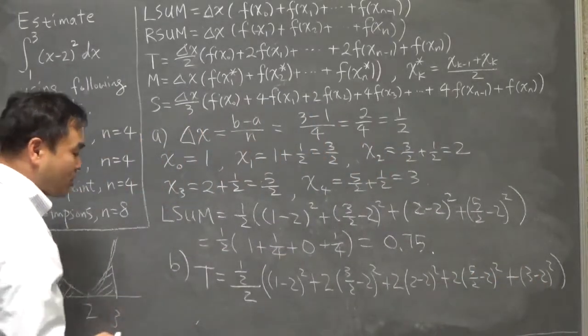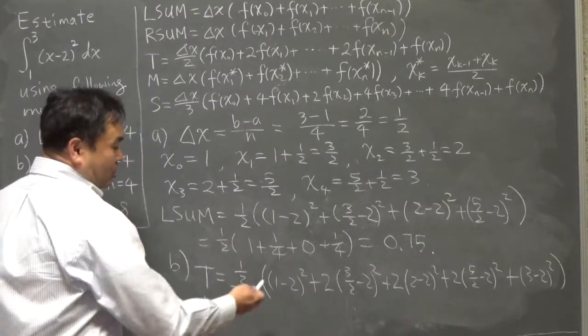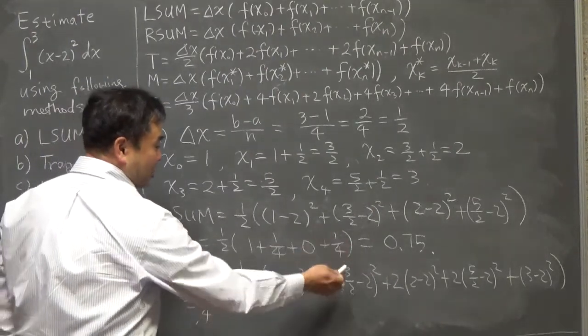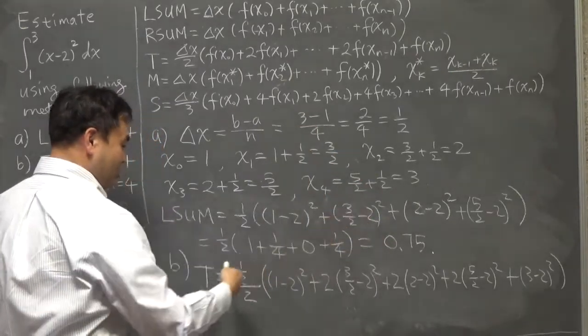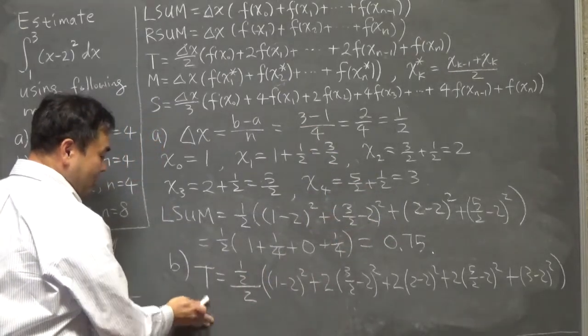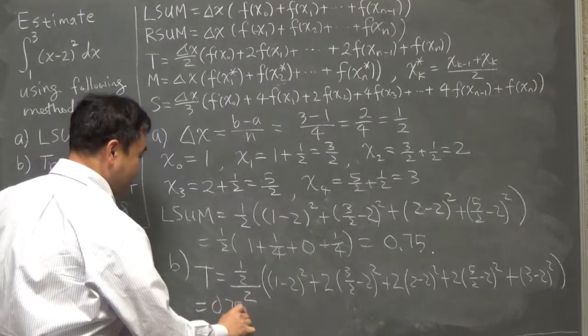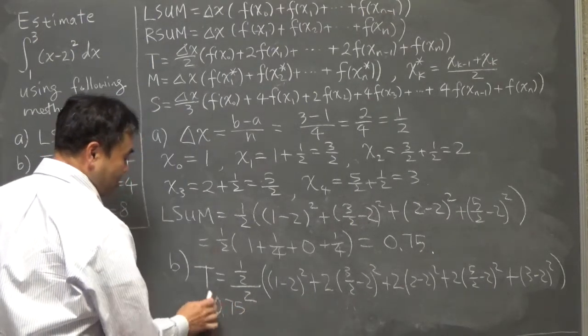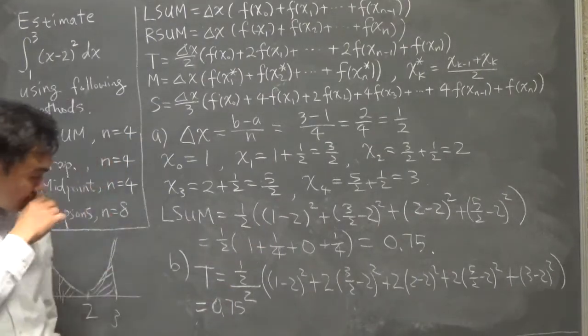So that's what you have to calculate, which is 1 over 4, and then you can calculate this as 1 plus 1/2 plus 0 plus 1/2 plus 1, and then you multiply by 1/4. You'll see that the answer will come out as 0.75. I'm just trying to save you time, but if you punch these into a calculator, you're going to get 0.75.